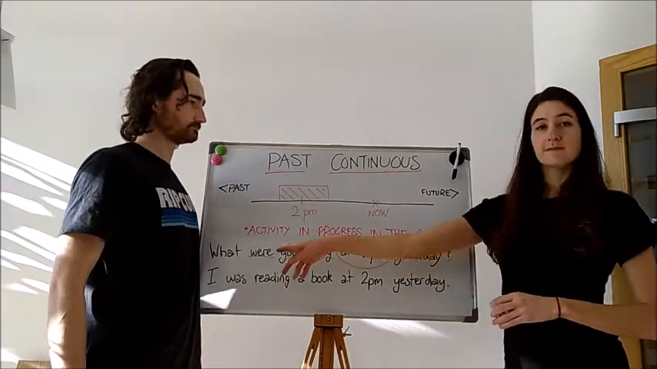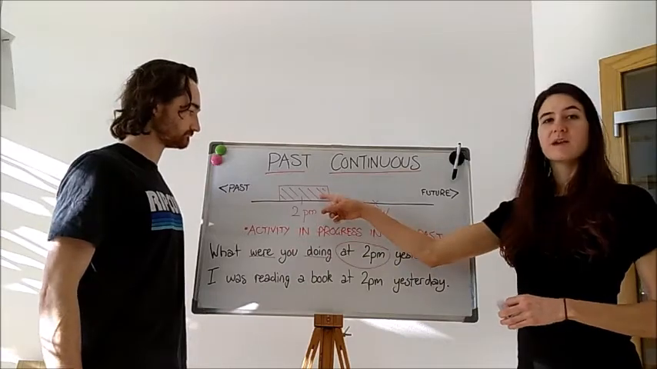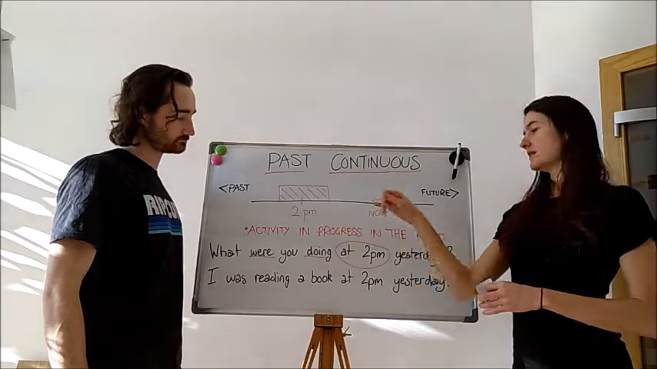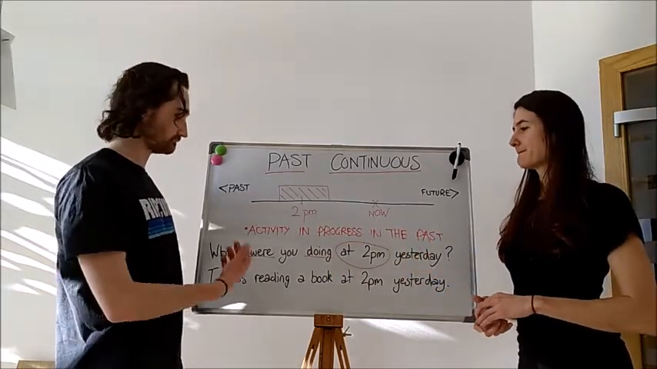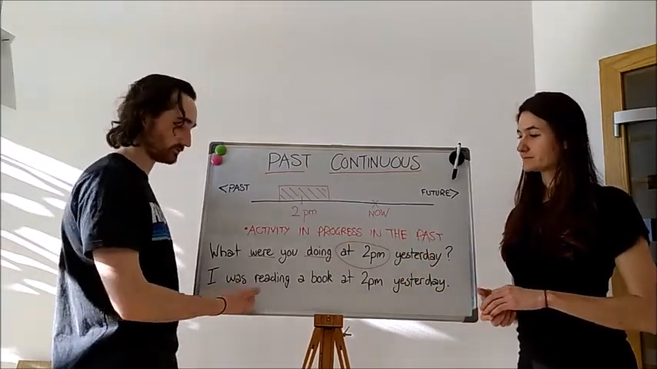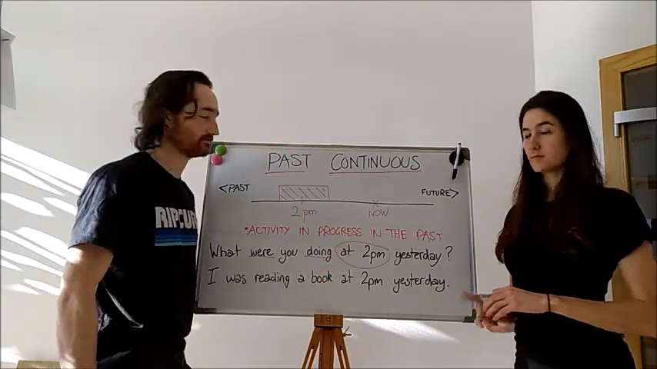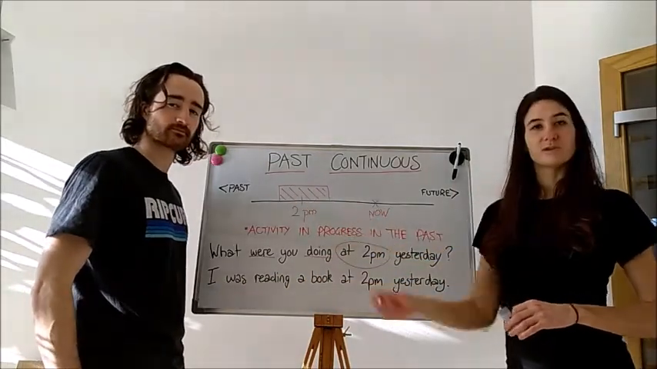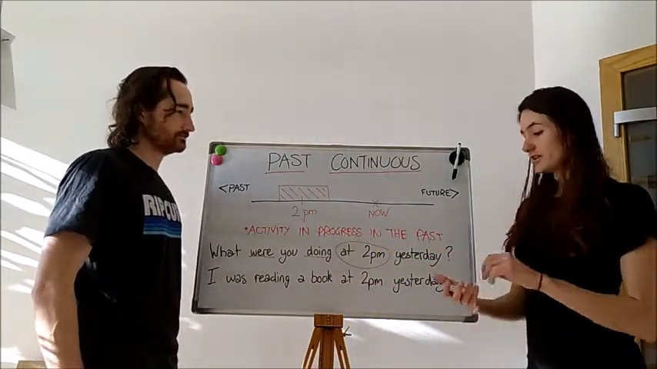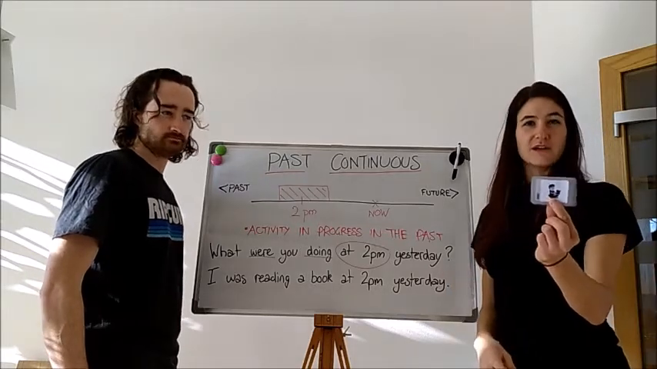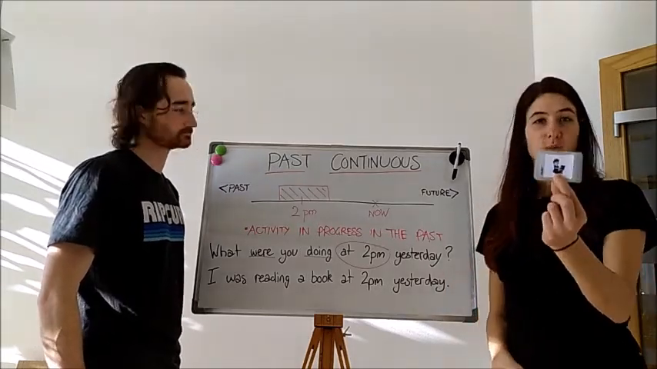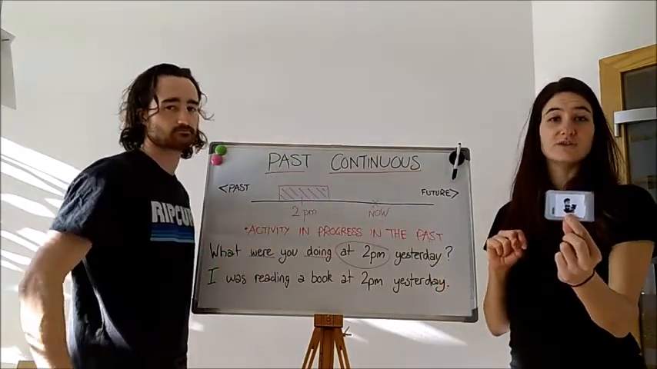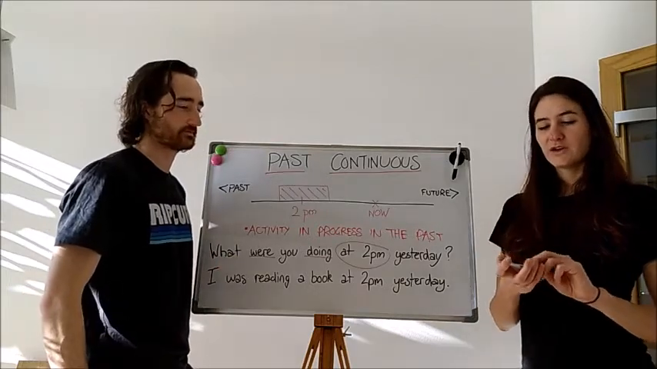So the question, what were you doing at 2 p.m. yesterday? The answer is, I was reading a book at 2 p.m. yesterday. Okay, so again, was reading, yeah? I was reading a book at 2 p.m. yesterday. Good, so we have some cards over here for you. So we will ask you a question and you will try to answer using the past continuous form. Okay? Good, so I'll start.